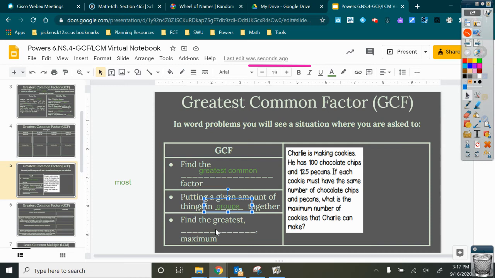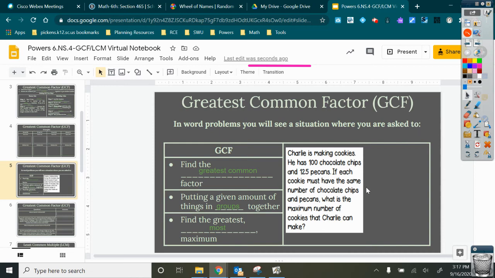Last, you also could look for keywords, but you need to have keywords in addition to one of these other things. And the keywords would most likely be greatest, most, or maximum. Now, these are also keywords for inequalities problems. So you cannot just see greatest, most, or maximum and assume it's greatest common factor because it could be inequality. And when we get to inequalities, I'll bring this to your attention again. But if you're looking for several things that you're putting into equal groups together, that's your cue that you've got a greatest common factor problem.